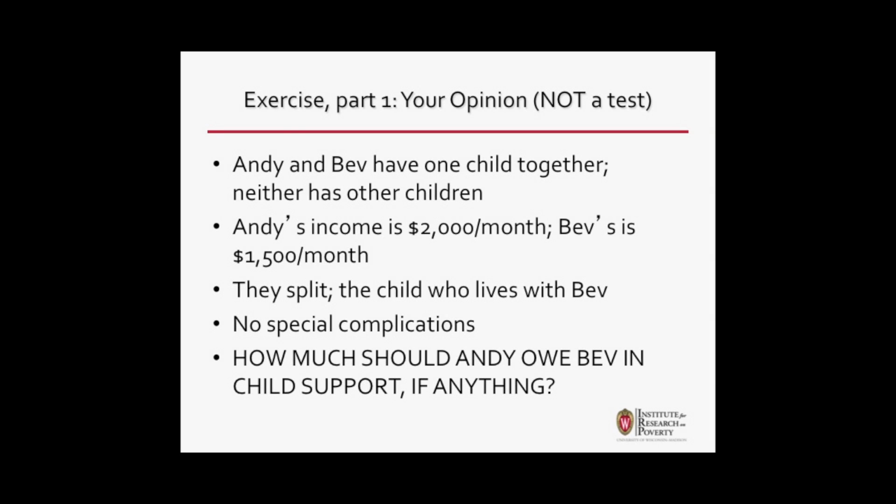Now you see we're going to work through the alphabet here. So we're really going to be complex when we get to Zelda. But Andy and Bev have one kid together. There's no other complication, so we're just going to start simple. Andy's income is $2,000 a month. Bev's is $1,500. They split. The child lives with Bev.